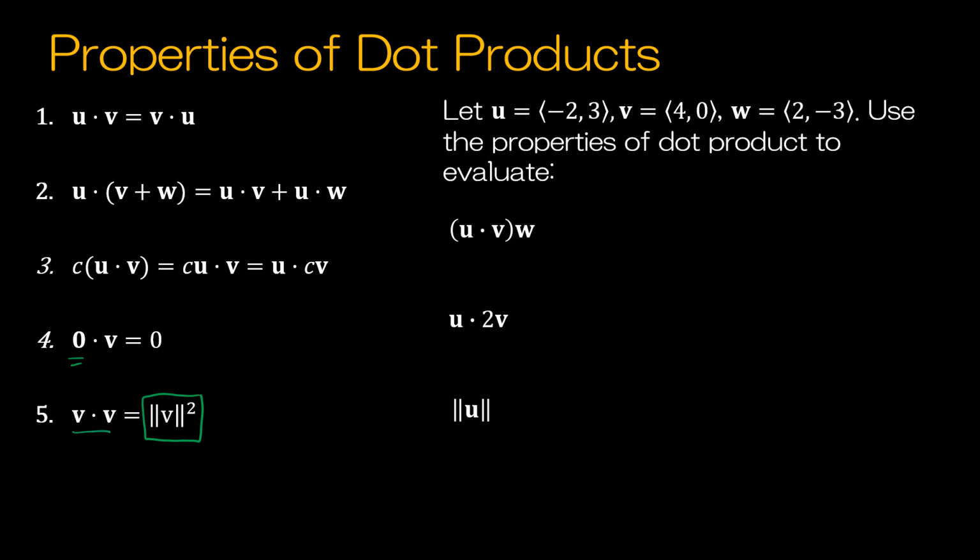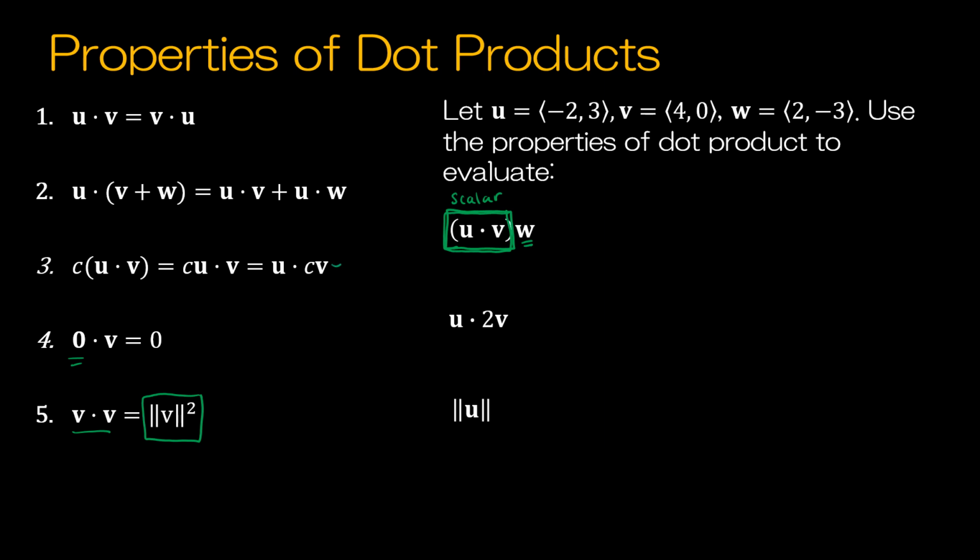We're going to take a look at a few questions where we can use the dot product properties to help us evaluate. So for instance, (u dot v) multiplied by w. Now I want to point out a difference here. Keep in mind that a dot product is going to result in a scalar, whereas w is a vector. So we're going to end up with a scalar and we're going to multiply it by a vector. Now it's up to us if we want to do it in a different order.